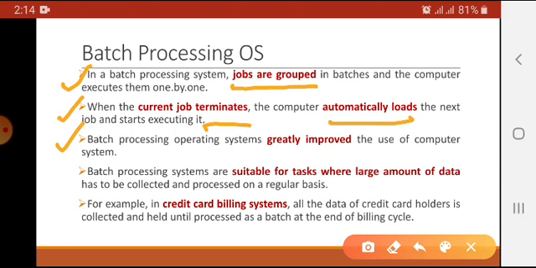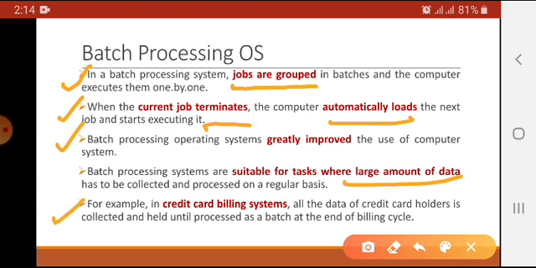Batch processing operating system has greatly improved the use of computer system. It is suitable for tasks where a large amount of data has to be collected and processed on a regular basis. Basically, when there is the same type of task and the task is in a huge quantity, we process the similar type of jobs together and process them one by one.